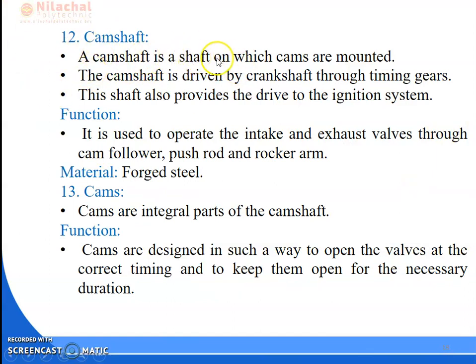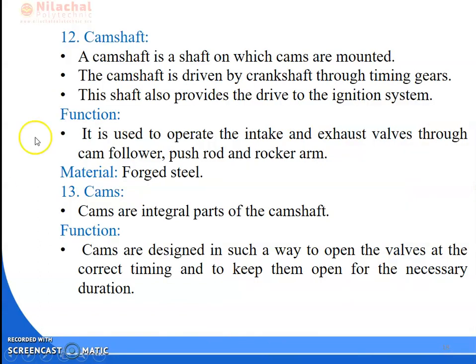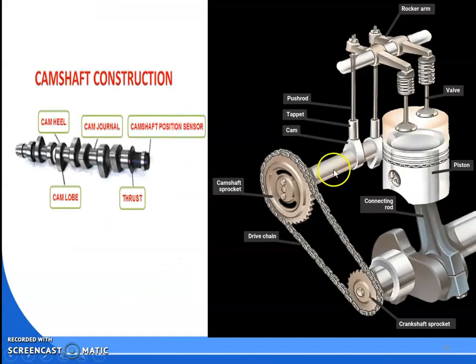Camshaft, you know what camshaft is? A shaft on which cams are mounted. And these are the cams. This is the cam heel. The peak part is your cam lobe. Okay, so what is the function? It operates the intake and exhaust valves through the cam follower, your push rod and rocker arm. Okay, cam and follower arrangement, and this is the push rod and this is the rocker arm.